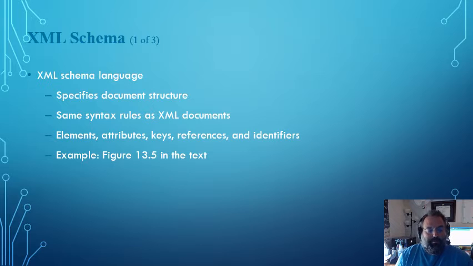XML schema language is somewhat similar, but it's implemented a little differently. It specifies the document structure, with the same syntax rules as XML documents. Elements, attributes, keys, references, and identifiers are included. And an example is 13.5 in the text.